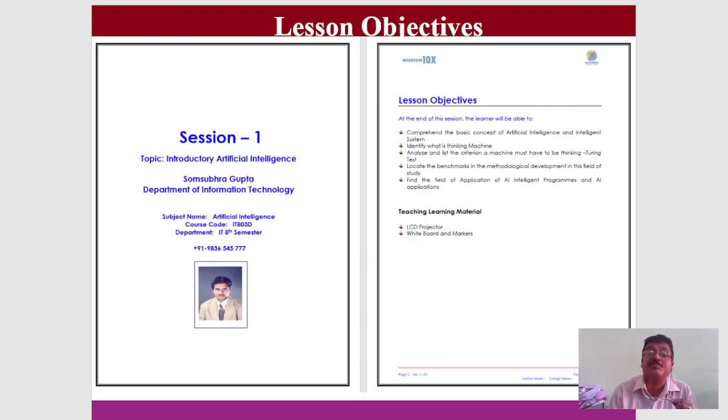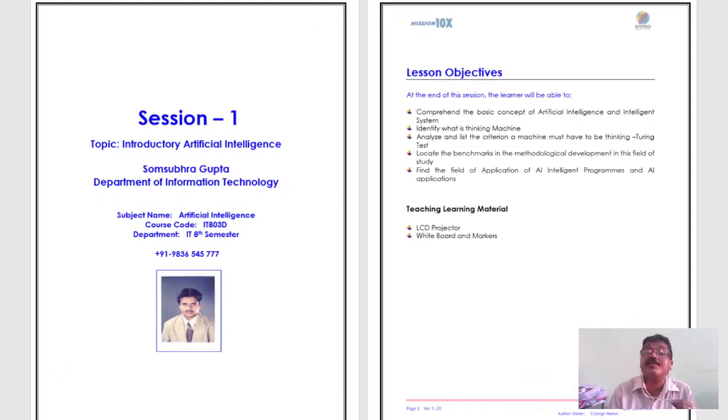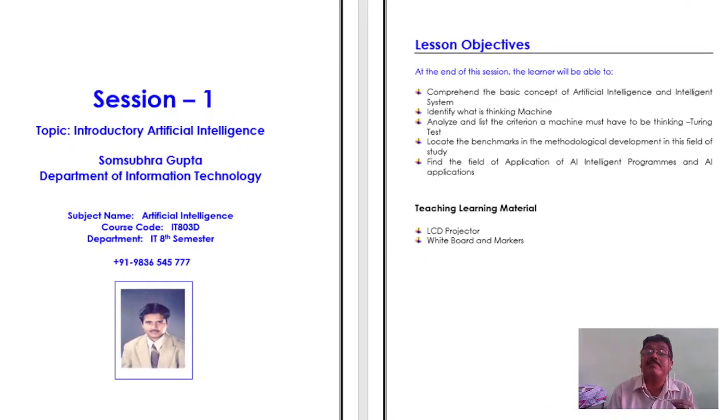Here we talk about the unit objective, and since we have so far spoken about artificial intelligence, here as we can see, we make 3 lesson objectives: comprehend the basic concept of artificial intelligence and intelligent systems, identify what's a thinking machine, analyze and list the criteria a machine must have to be thinking, that is, as we all know, the Turing test, the components of which are natural language processing, knowledge representation, automated reasoning, and machine learning. It is sufficient, these 4 verticals.